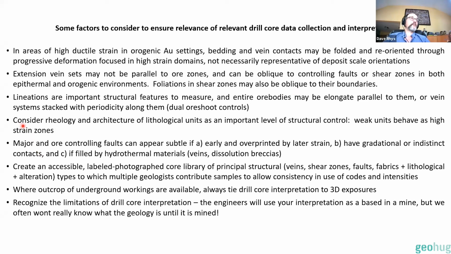Rheology, very, very important. A lot of orogenic gold systems are localized in certain rock units that are more competent than rocks around them. So modeling those units means you're actually modeling the shape of the ore body often. And the weak units are the controlling structures because they localize the strain. Major ore controlling structures can appear subtle if they're earlier and overprinted by later strain, or have gradational contacts, or they're filled by hydrothermal materials. So you can actually miss major structures if you don't recognize some of these overprinting effects.